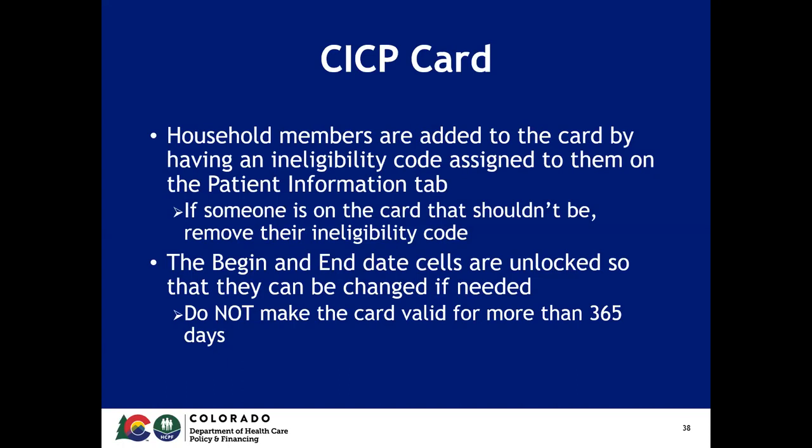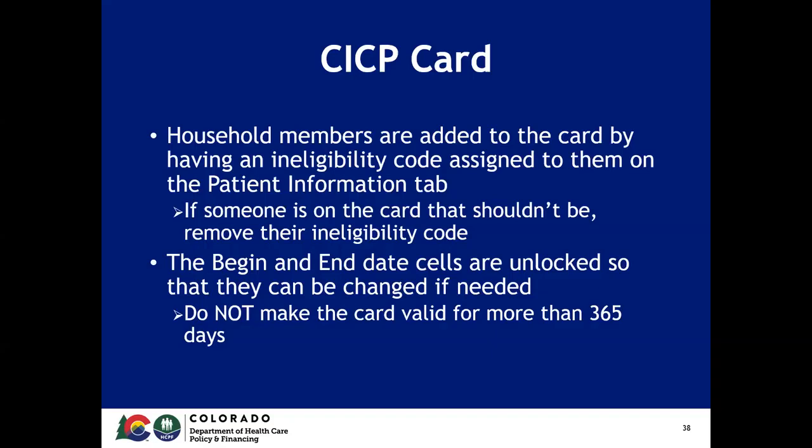The next tab is the CICP card. Household members are added to the card by having an ineligibility code assigned to them on the patient information tab. So this is how that's always worked, so no change on that for my CICP providers. If someone's on the card and they shouldn't be, just go remove their ineligibility code and they will come off of the card.